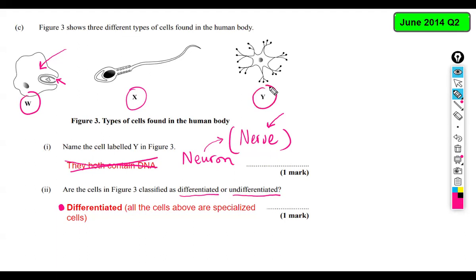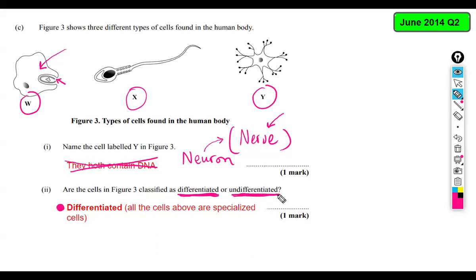Neurons have a specific function. They transmit electrical signals from one part of the body to the other part of the body. So when something has a specific function, or a cell develops so that it only has one specific function, they are called differentiated cells.